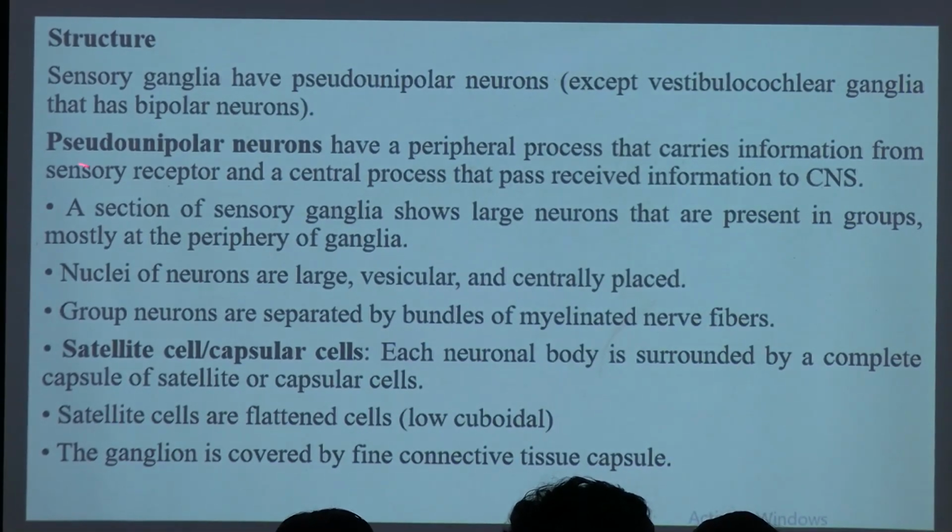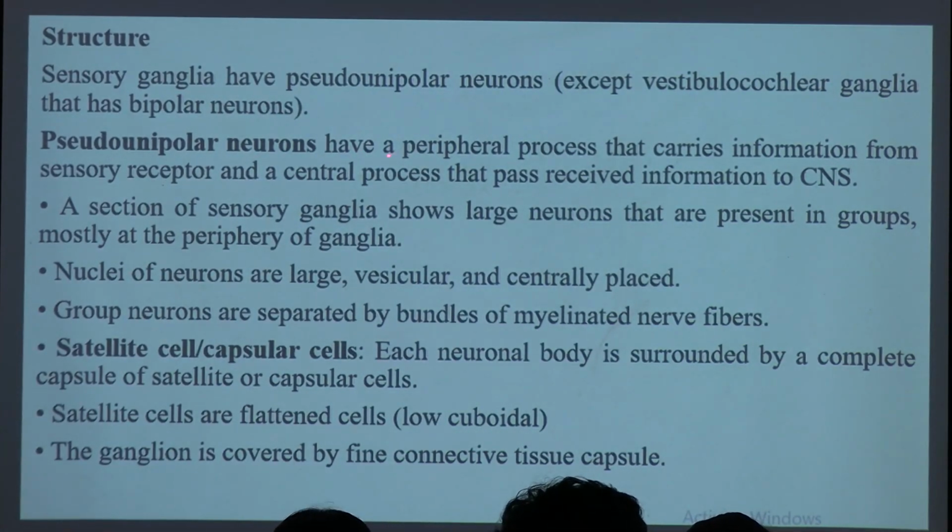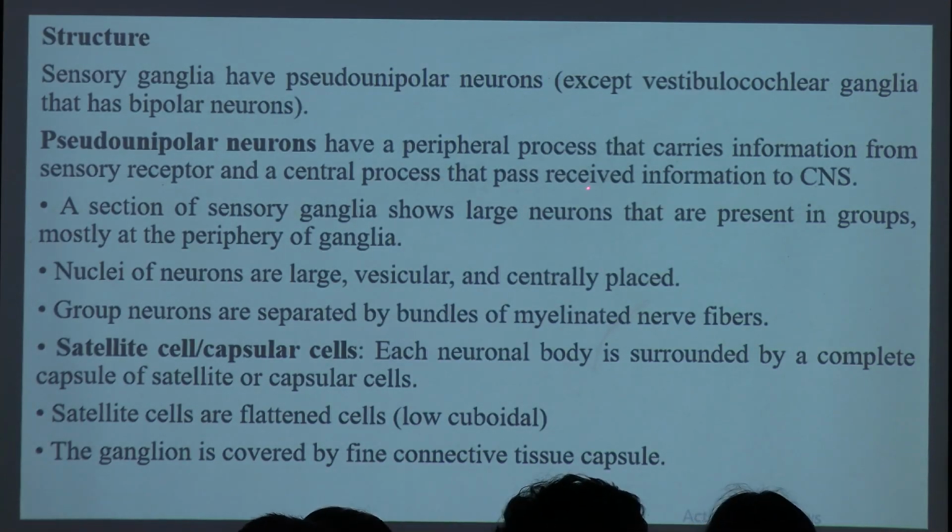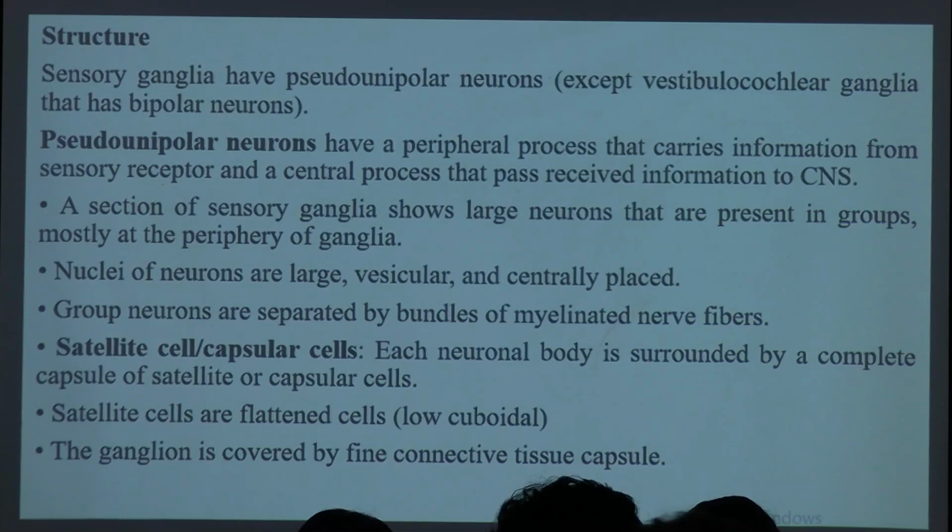Next, the pseudo-unipolar neurons have a peripheral process that carries information from the sensory receptor, and a central process that will pass the received information to the central nervous system. So in the beginning I told you that one process will come and divide to form two processes, one central process and one peripheral process, in case of pseudo-unipolar neuron.